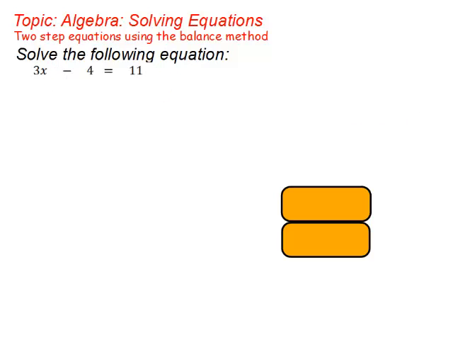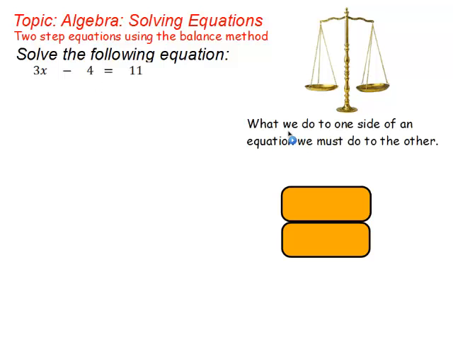Now, we're going to use the idea of the scales. What that activity showed you was what you do to one side, you do to the other. Okay? Scales, put 3 marbles on one side, you've got to put 3 marbles on the other side. So likewise, what we do to an equation, what we do to one side, maybe add 3, we've got to do the same to the other side, add 3. So the idea is what we do to one side, we do to the other.